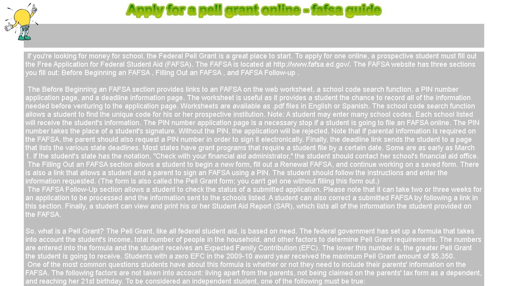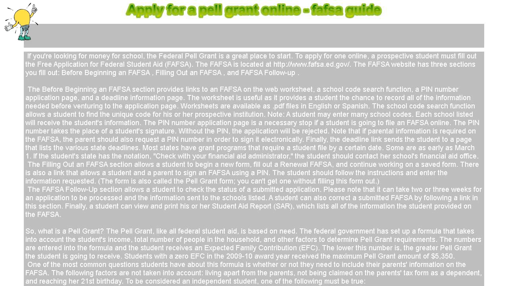Finally, the deadline link sends the student to a page that lists the various state deadlines. Most states have grant programs that require a student to file by a certain date. Some are as early as March 1st. If the student's state has the notation, check with your financial aid administrator. The student should contact her school's financial aid office.